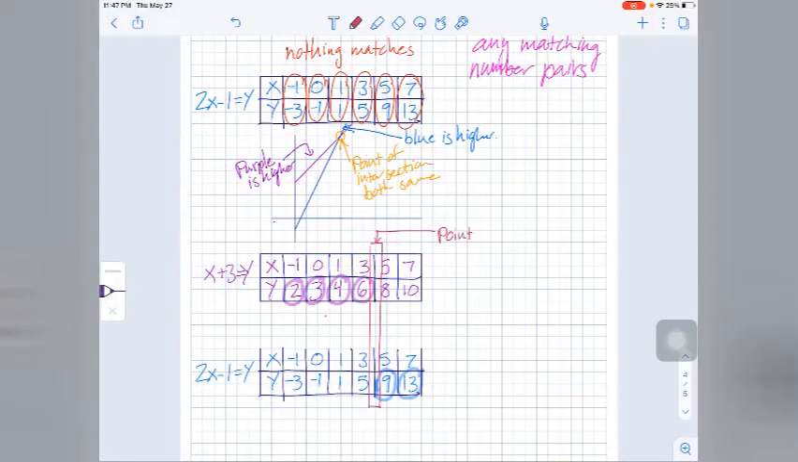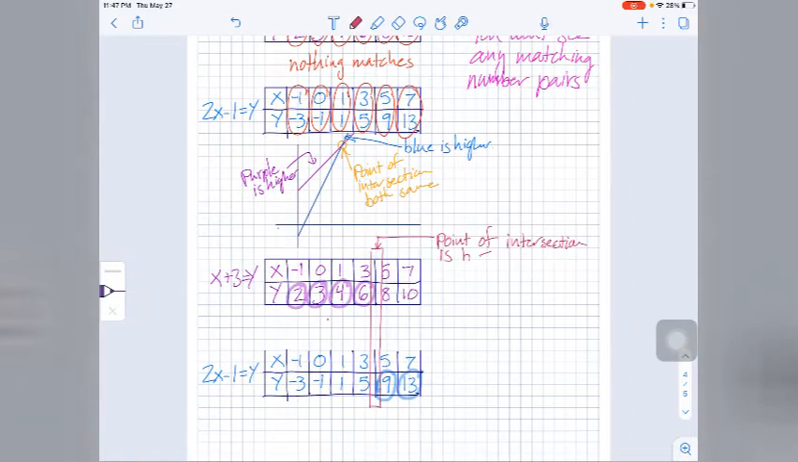Point of intersection is between... it looks like it says between... it is between the points where the lead changes.